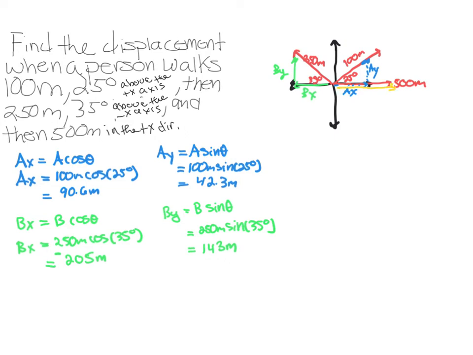All right, and then for our last vector, vector C, it's entirely along the x-axis. That means all of its magnitude is going to be in the x direction. So we're going to have 500 meters here, and it's to the right, so it's positive. And none of it is going to be in the y direction, so that's going to be 0.